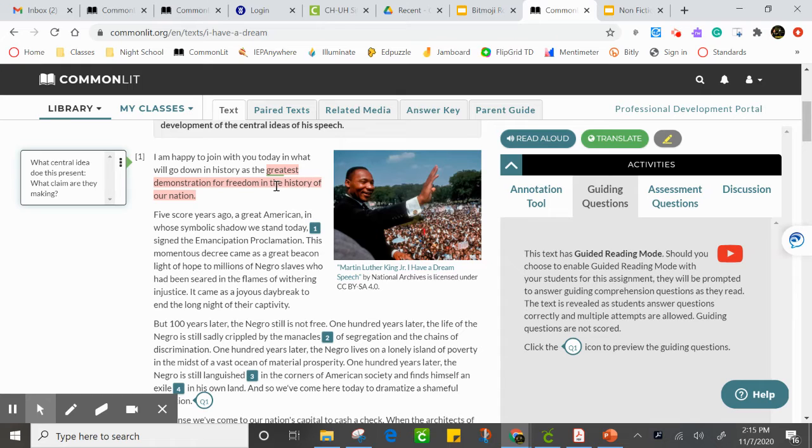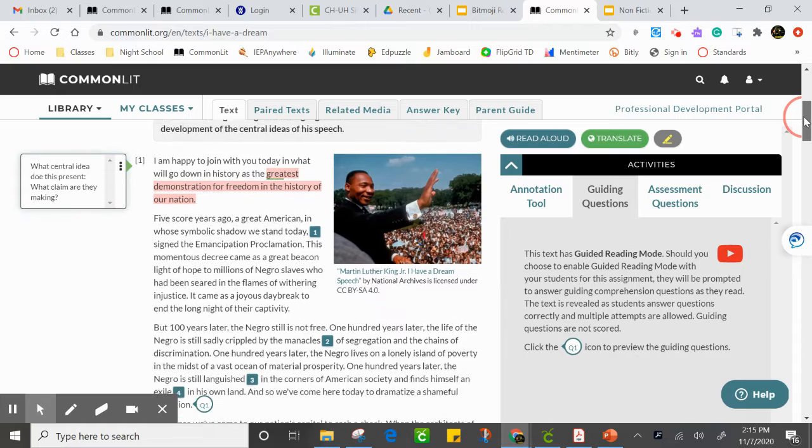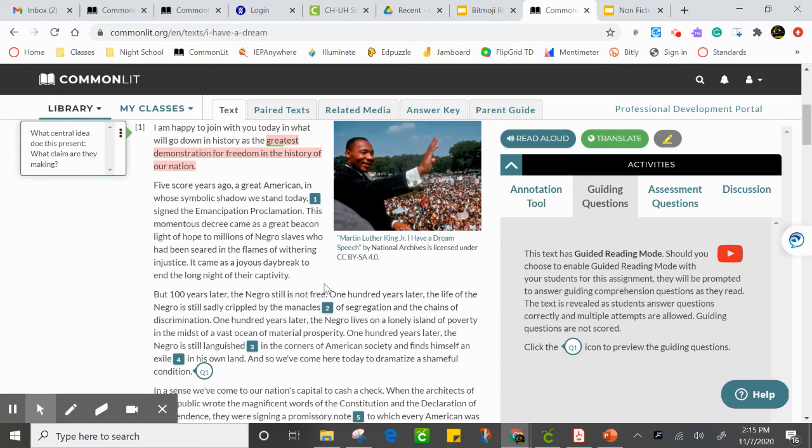All right. So here, this is from Martin Luther King's I Have a Dream speech. And his first claim that he makes is that this is the greatest demonstration for freedom in the history of our nation. And he very well could be right, hopefully, at least up to that point.